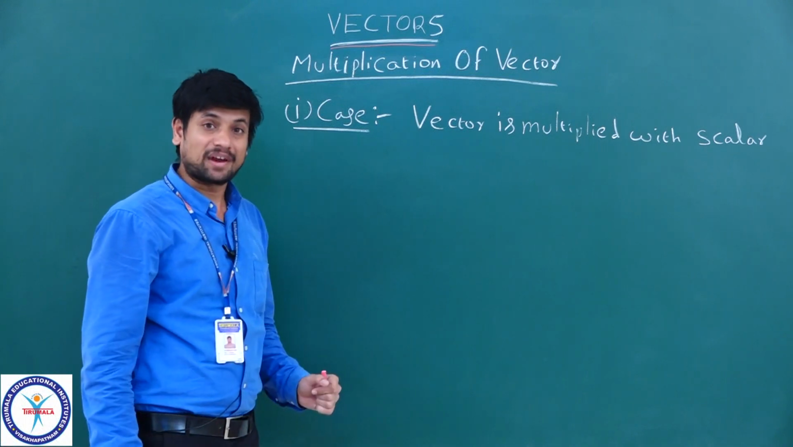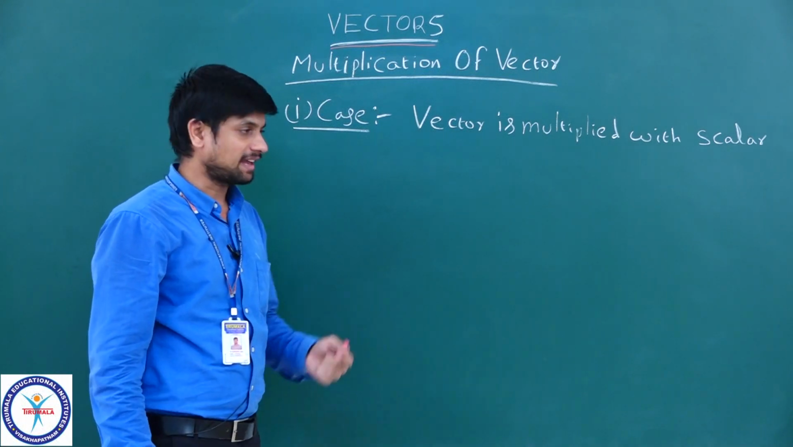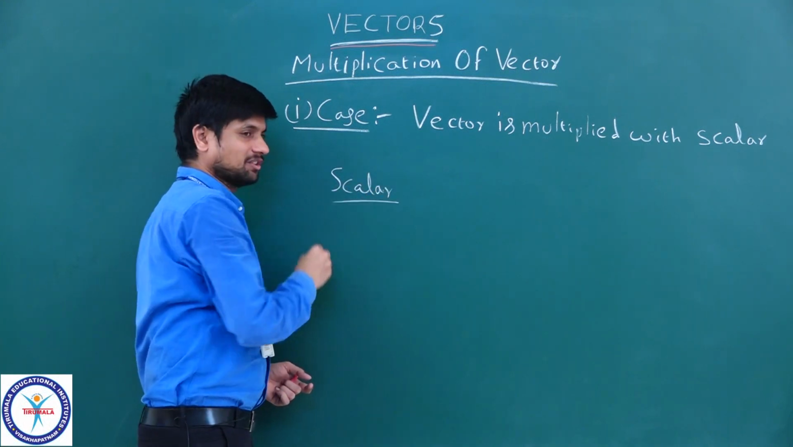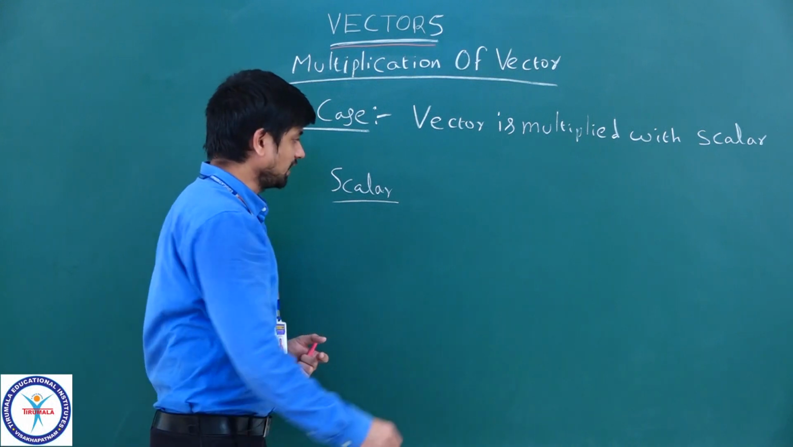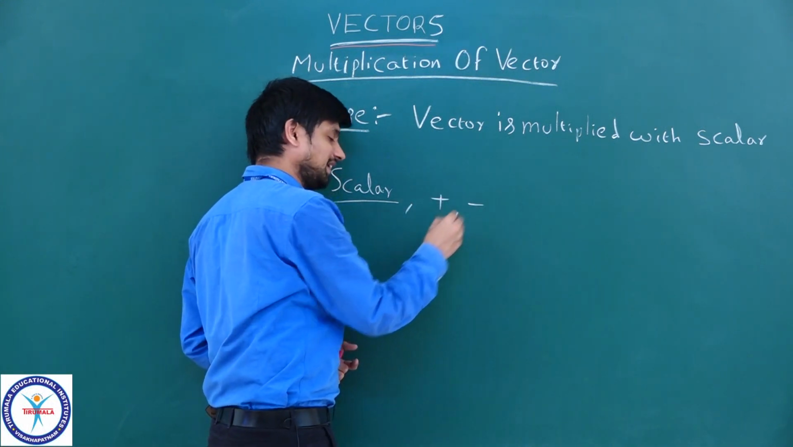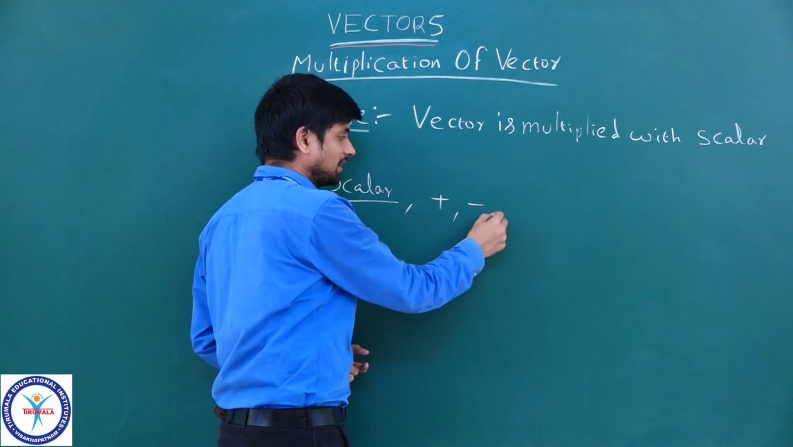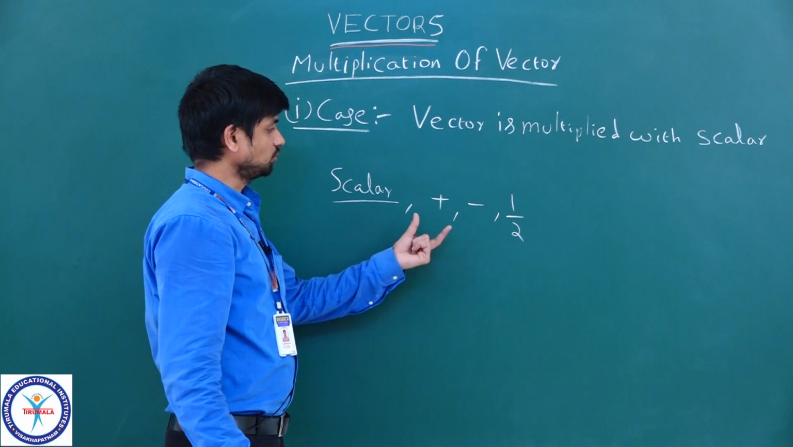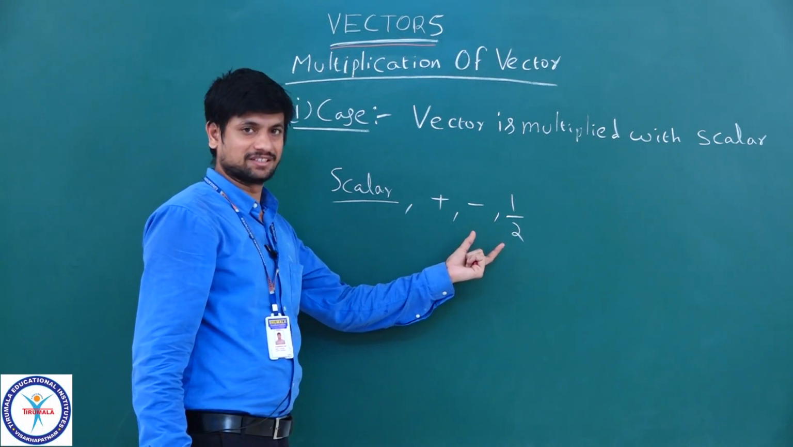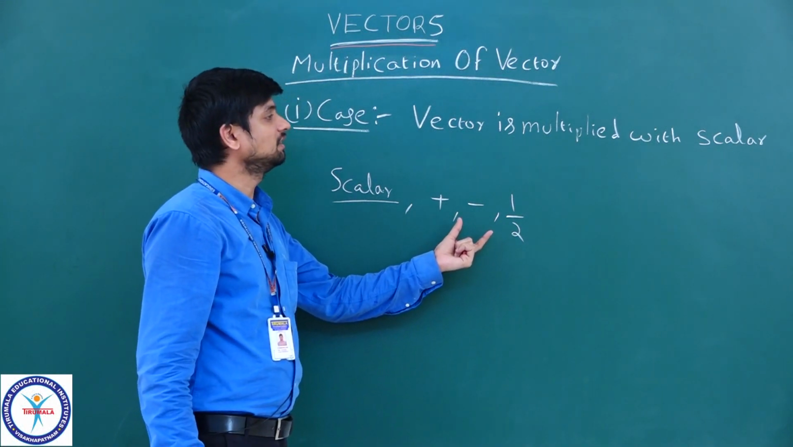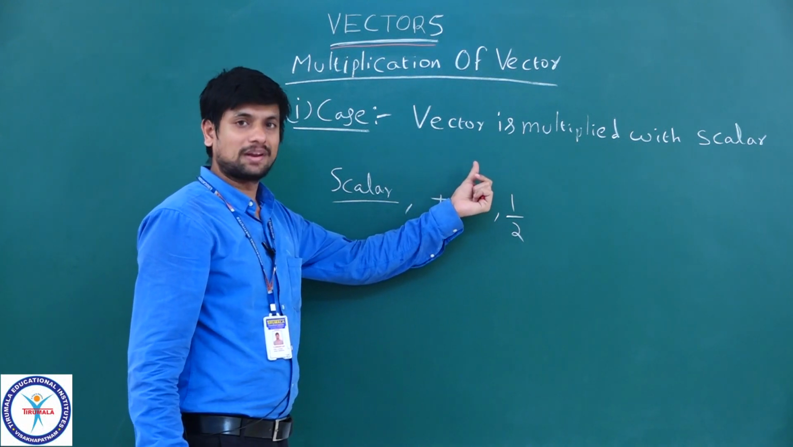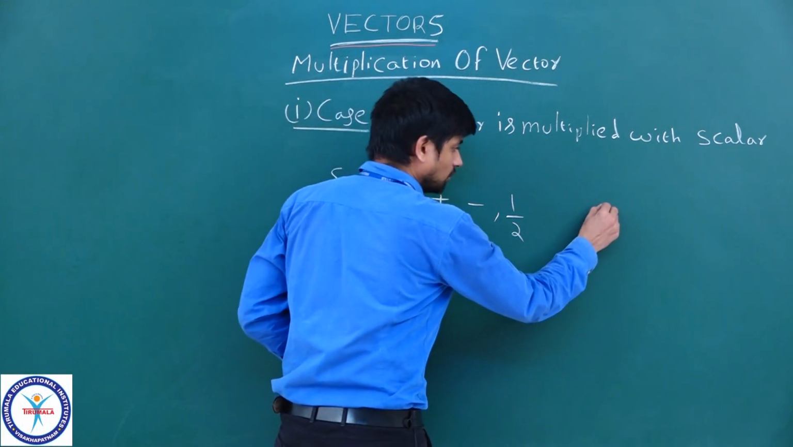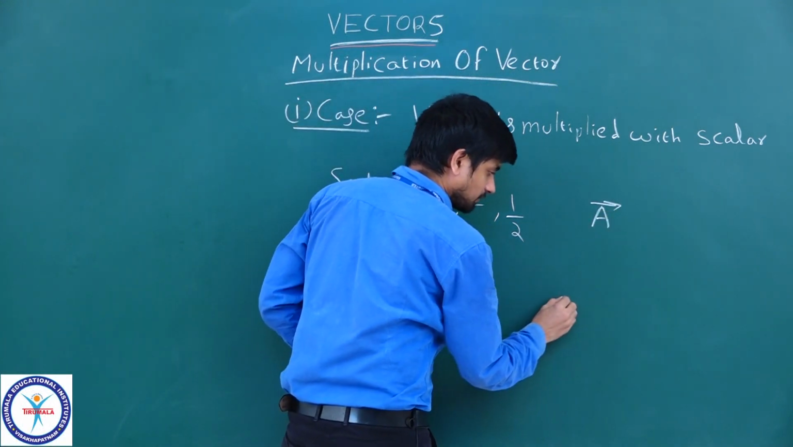First case, vector multiplied with scalar. Scalar means it's just one real number. It can have a sign, plus or minus, or it can be a fraction also. So, by multiplying these real numbers with the vector, what will happen to our original vector?